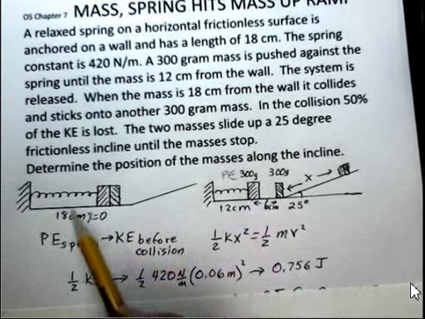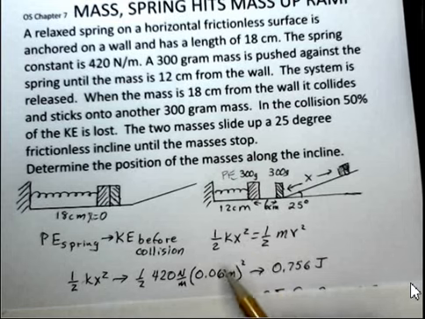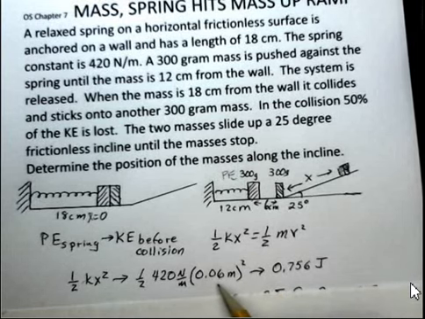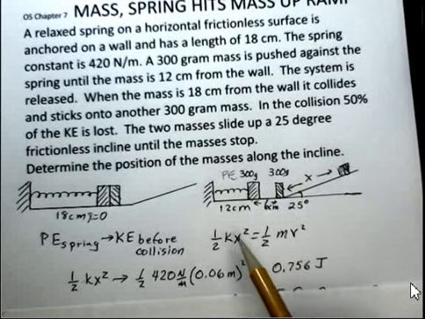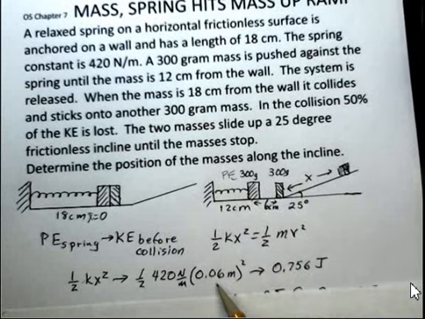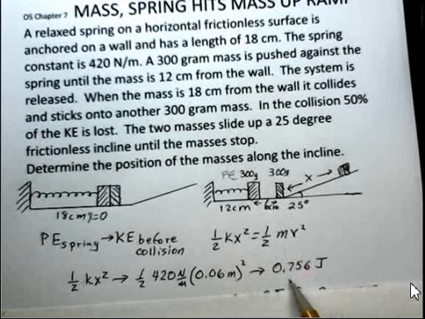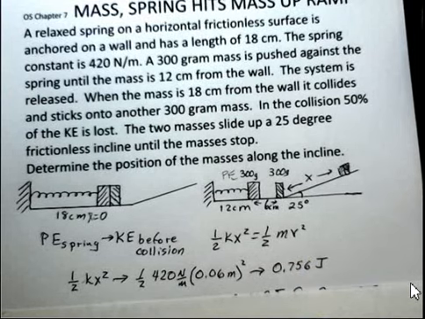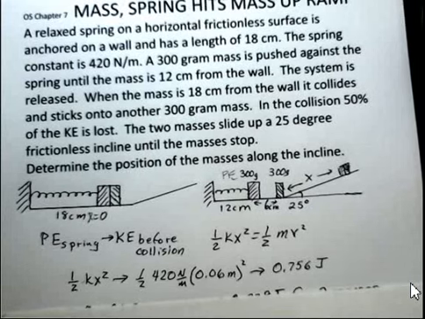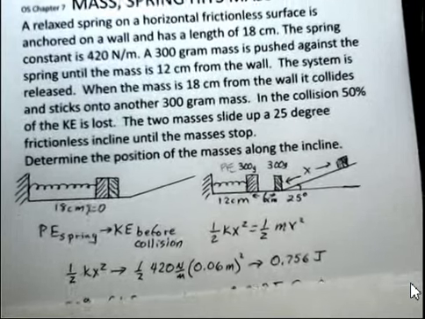We started 18 centimeters from the wall, so the proper number for x is 0.06 meters to stay in standard metric units. It's not 12. It's not 0.12. But the spring has been compressed 6 centimeters. If you, and you should, do this calculation yourself, you come up with 0.756 joules. That's the potential energy that the spring has before it's released.